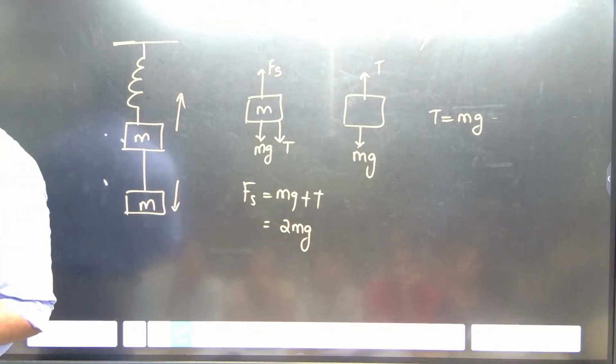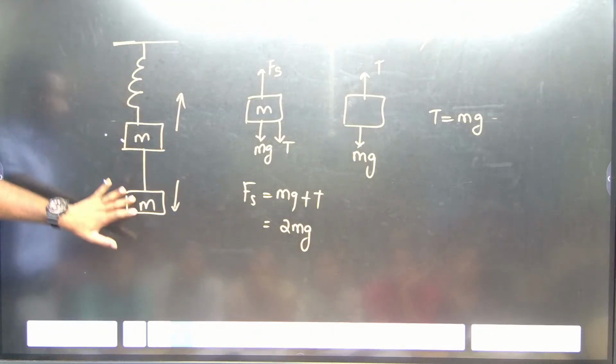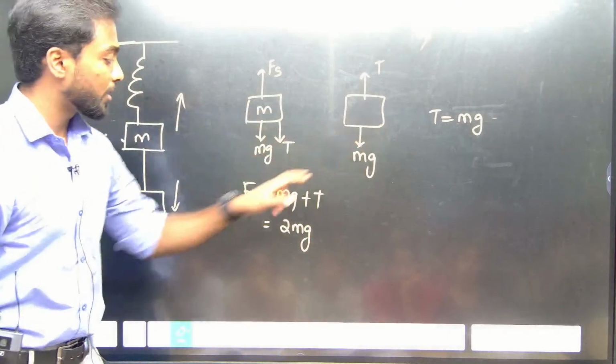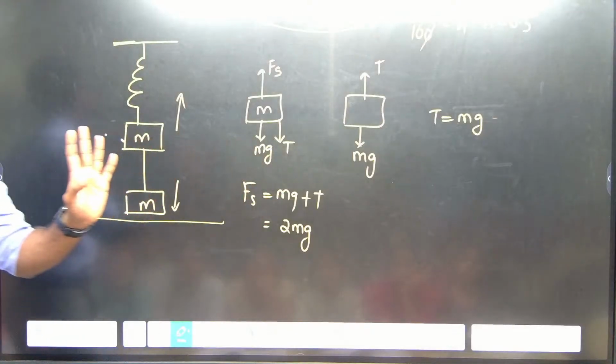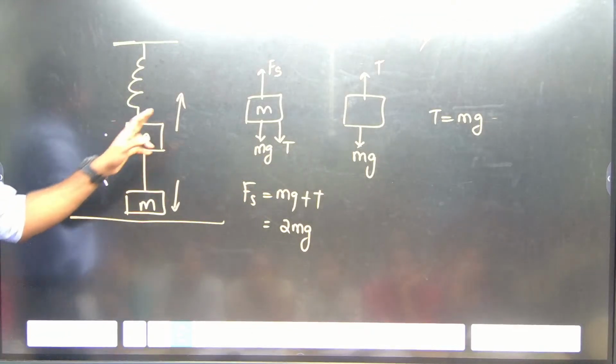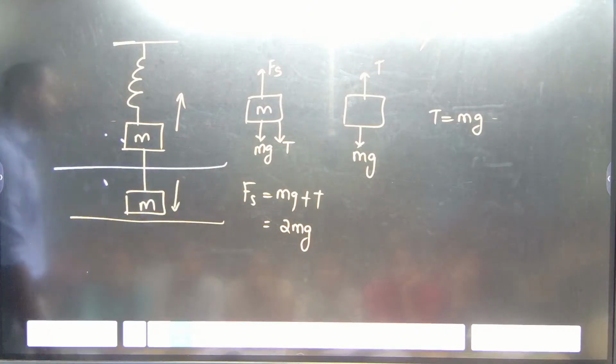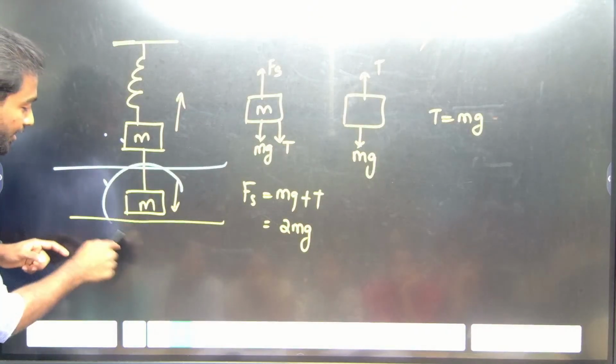2 mg. I kept the blocks. The block is at rest now. That's why I have taken T equal to mg and F equal to mg plus T. Okay? There is no acceleration here, initially there is no acceleration. Now I am cutting this object. So at what acceleration will this block go?